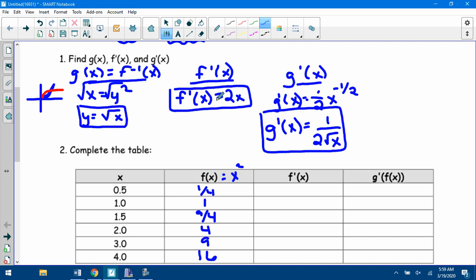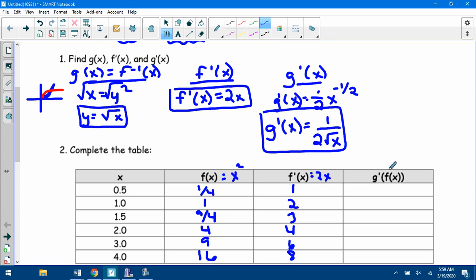f prime of x, which was just 2x. 2 times 1/2 would be 1. 2 times 1 is 2. What's 2 times 1.5? It's 3. 2 times 2 is 4. 2 times 3 is 6. 2 times 4 is 8. Okay.